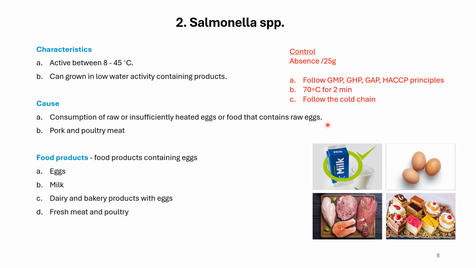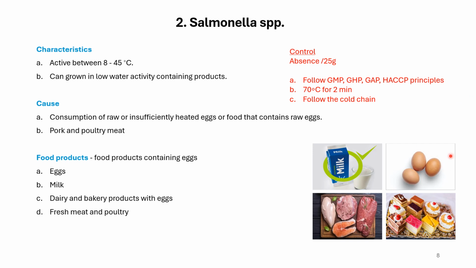The other source is pork and poultry meat. Food products containing eggs, like for instance bakery products, your croissant, cake, then you have fresh meat and poultry. Milk sometimes, because the same facility has both dairy products as well as poultry. So as a result, it is quite possible that milk is contaminated with salmonella because of some cross contamination. And then the main source is your egg.